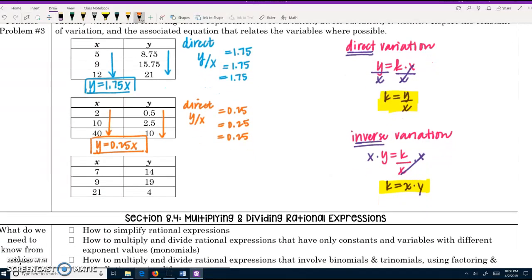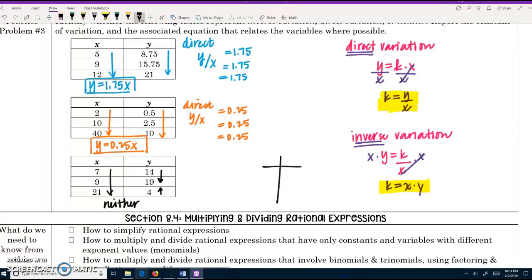Then I can check what's happening with this last one. My x values are going up, and my y values go up first, but then they go down. So they kind of switch directions midway through the table. So I don't even have to check for my k here. I know that it's not going to be direct or inverse because there's no sense of maintaining that constant relationship through this table. So this one is going to be a neither. So we had two directs and a neither here.